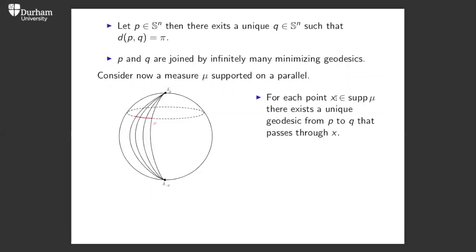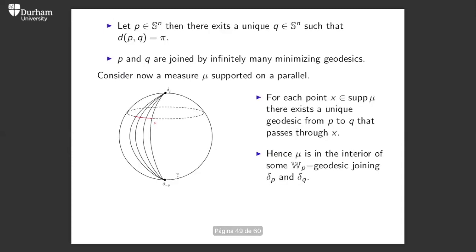And notice that for each point in the support of this measure mu, some x here, there exists a unique geodesic from P to Q that passes through that point. And it is easy to see that mu will be in the interior of some Wasserstein geodesic joining these 2 points. We could notice that for any point in the support of mu, the distance to P is exactly the same for any point here, and the same happens for the antipodal.